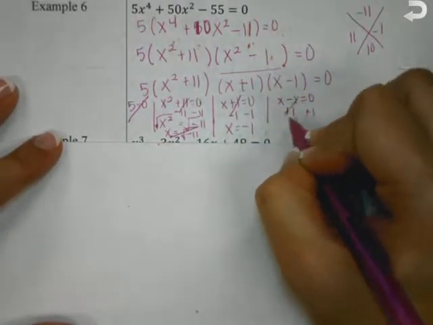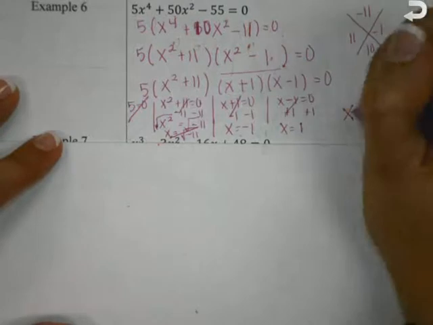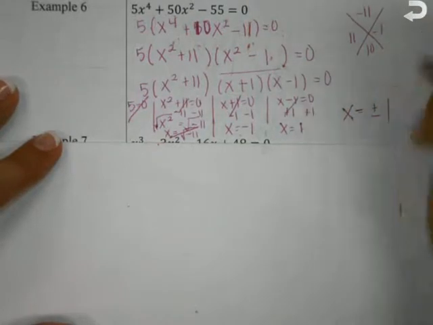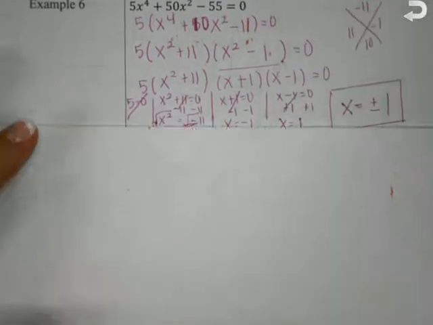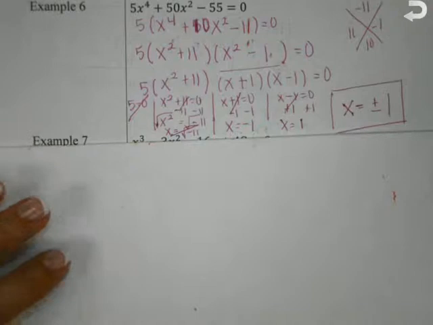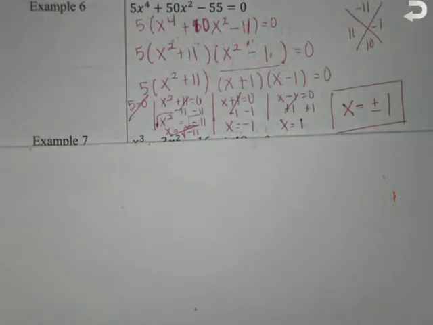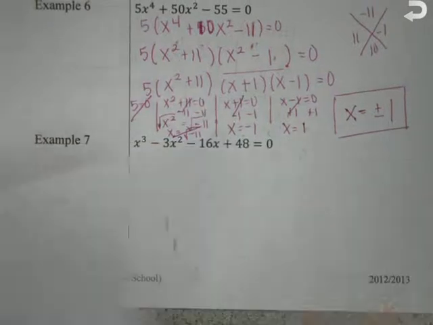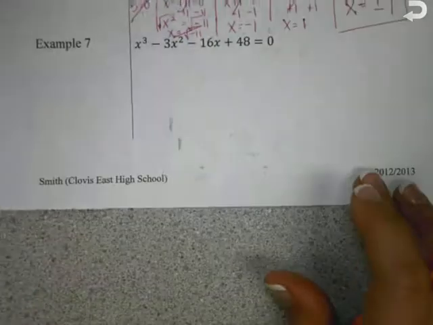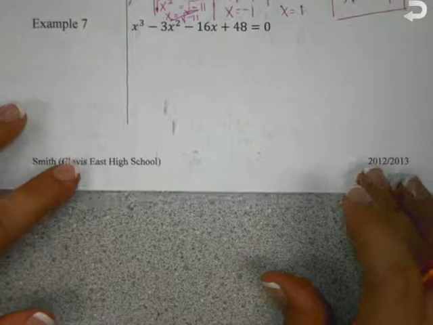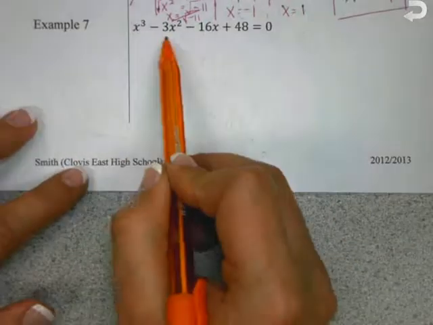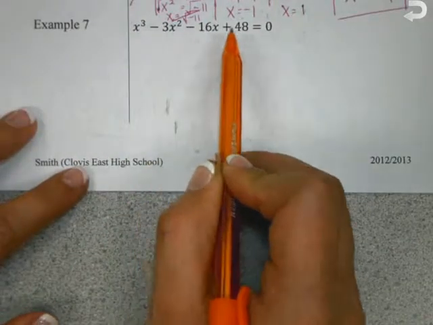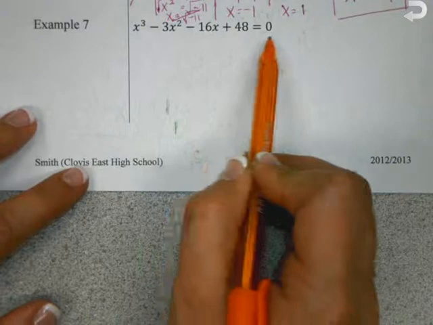So it's very important to make sure that you ask yourself if your answer makes sense, because you could get some answers that are not possible. Okay? Last one, example 7. It's a grouping. So we have x to the 3rd minus 3x squared minus 16x plus 48 equals 0. I have 4 terms here, so I know I'm going to use the grouping method. So let's group the first 2 and the last 2.